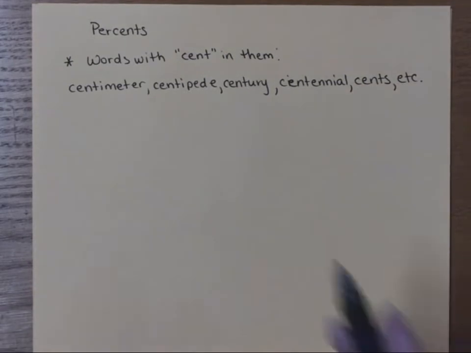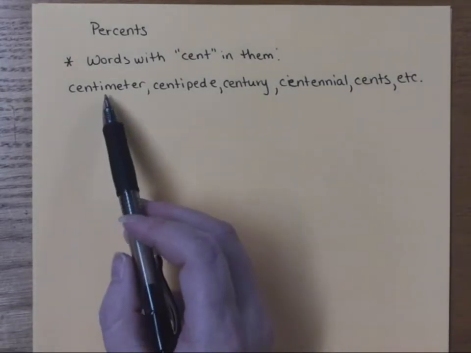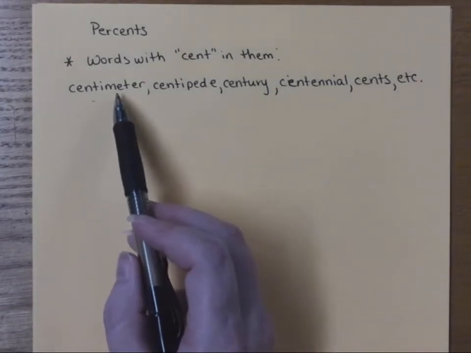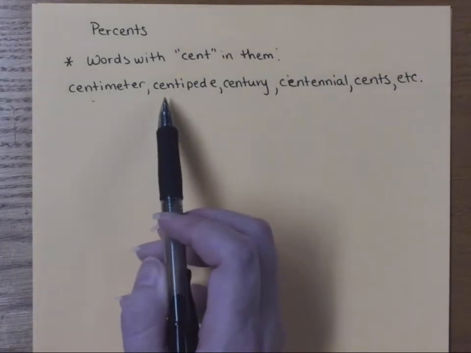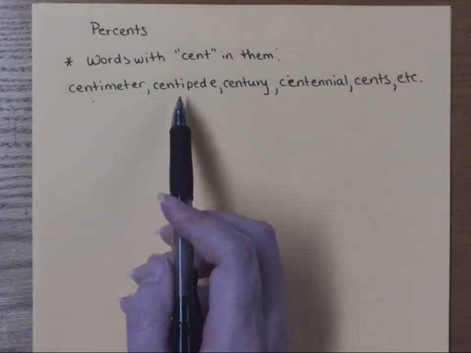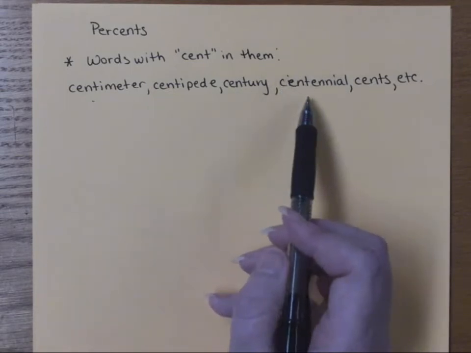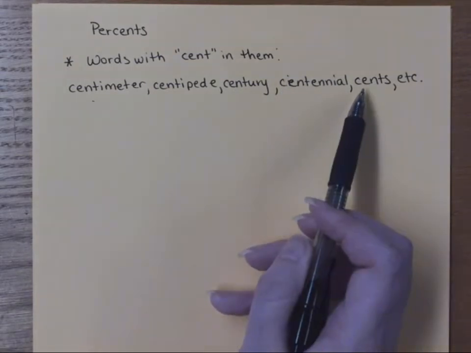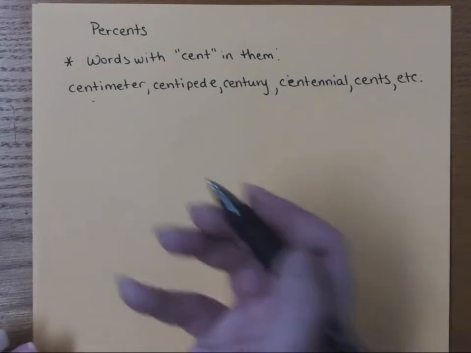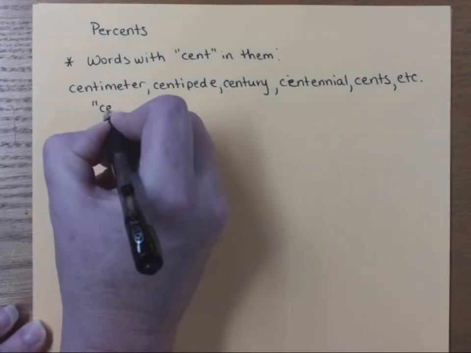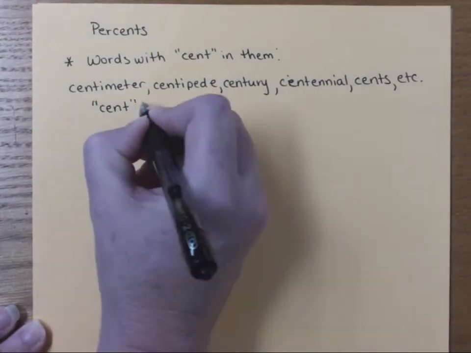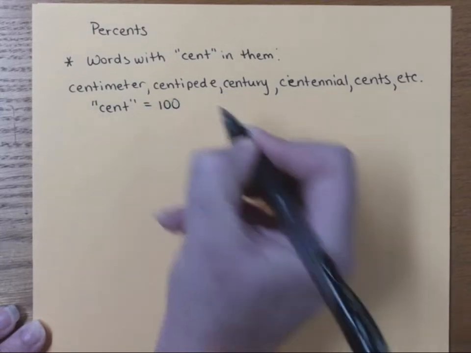But notice in all cases, centimeter is a 100th of a meter. It takes 100 centimeters to get to a meter. Centipedes are supposed to have 100 legs. I don't think they really do. Centuries have 100 years, right? This means once every 100-year celebration or something. And then, of course, there's 100 cents in a dollar. So quite literally, the prefix or suffix cent means 100.